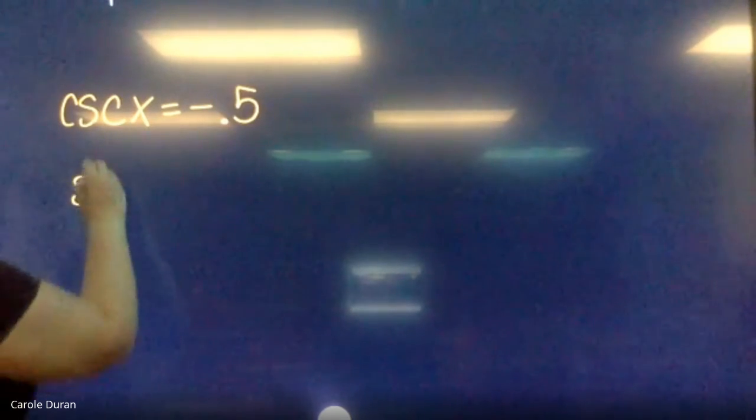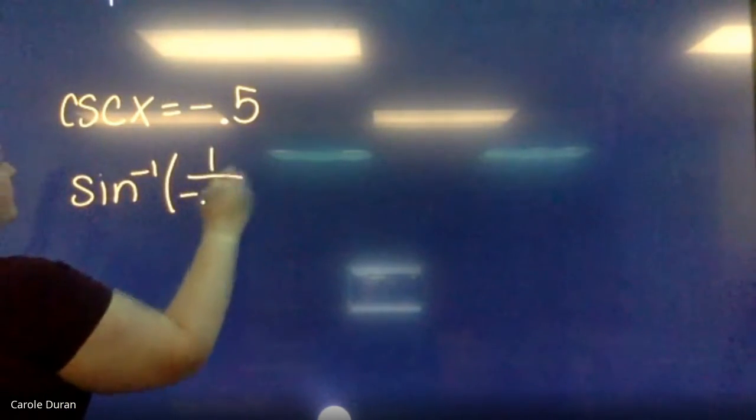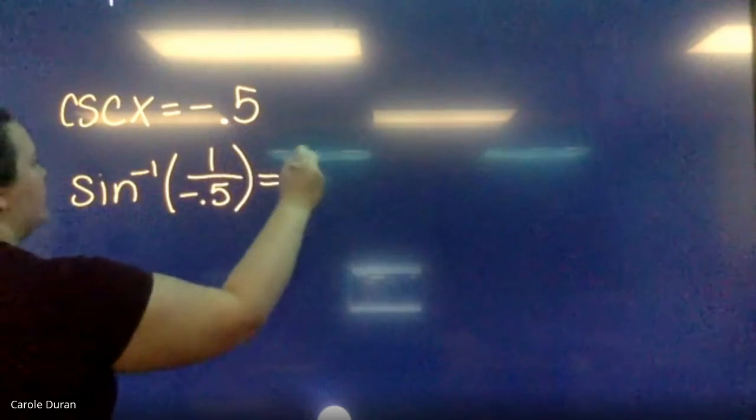Okay, so we might need a little bit of help with this one. This time, I've given you the trig function, and I've told you what it's equal to, and I would like to find the angle x. It works the exact same way. Do I have a cosecant inverse on my calculator? No, so I need to use its reciprocal inverse, which is sine inverse of 1 over k. So sine inverse of 1 over negative 0.5, and I can just plug that into my calculator.